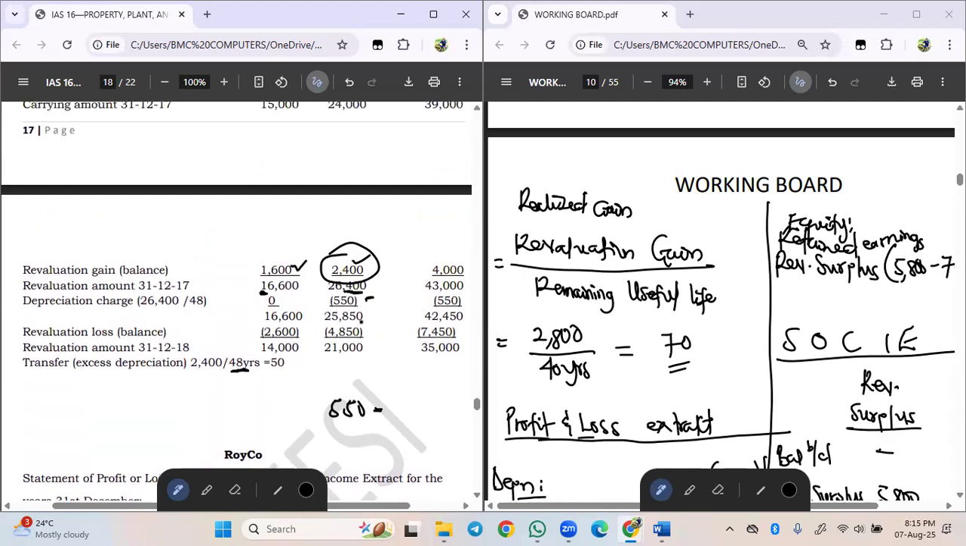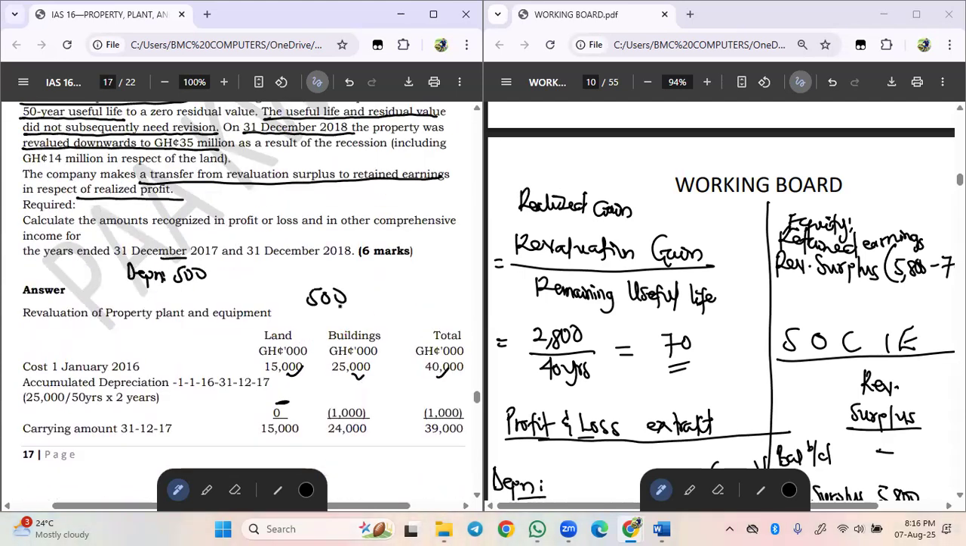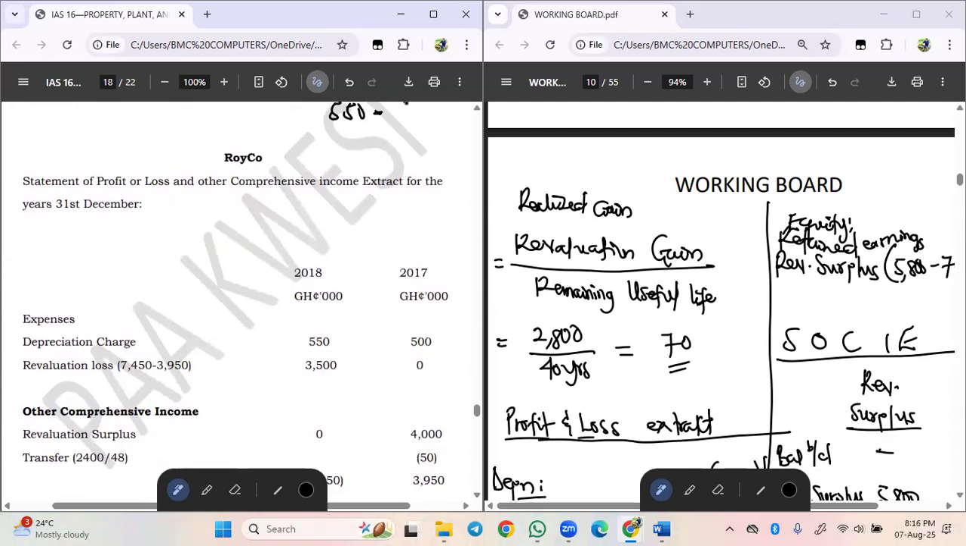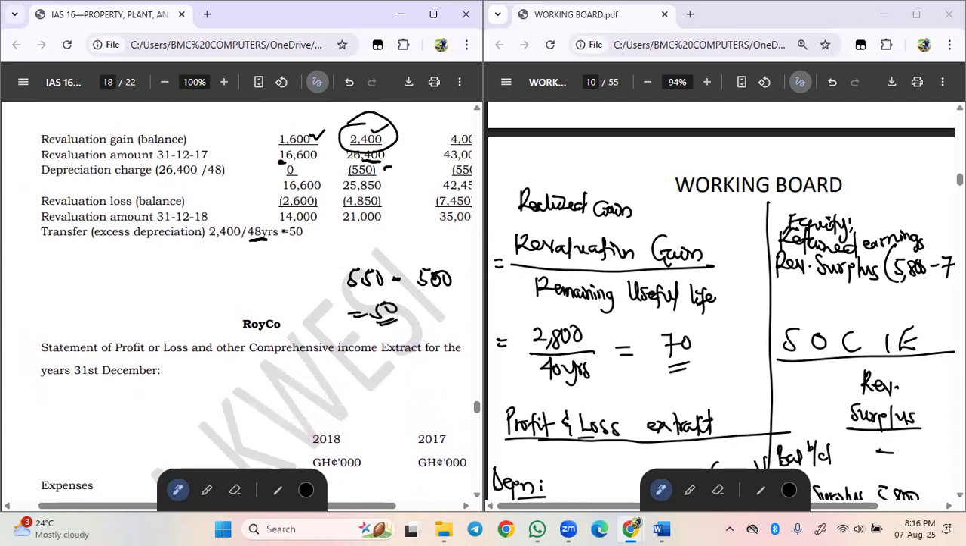Minus the depreciation charge on the historical cost, the annual one, 500. It will give you the 50 they got. But the BM near a shortcut, so use the formula here.